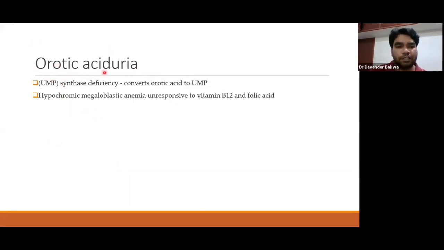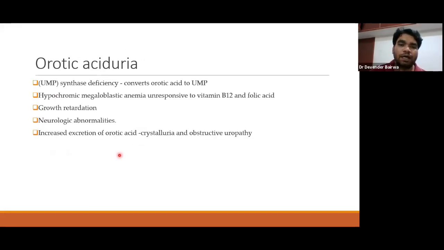So what happens? These patients present with hypochromic megaloblastic anemia that is unresponsive to vitamin B12 and folic acid, and some patients can have growth retardation and neurologic abnormalities. When you check their urine, they will have increased excretion of orotic acid, crystalluria can be there, and some patients can have obstructive uropathy. Treatment is simple because there is a break in this orotic acid to uridine formation. If you provide uridine 100 to 200 milligram per kg per day, mostly this defect will be corrected.